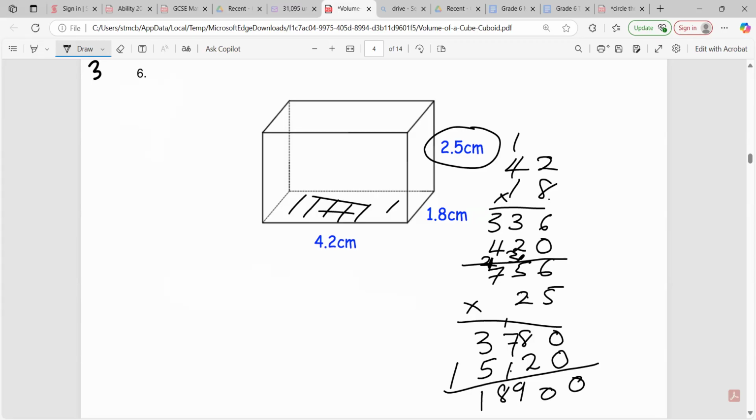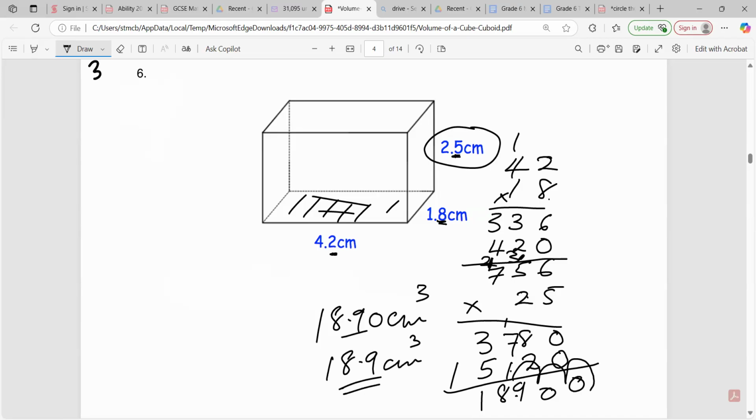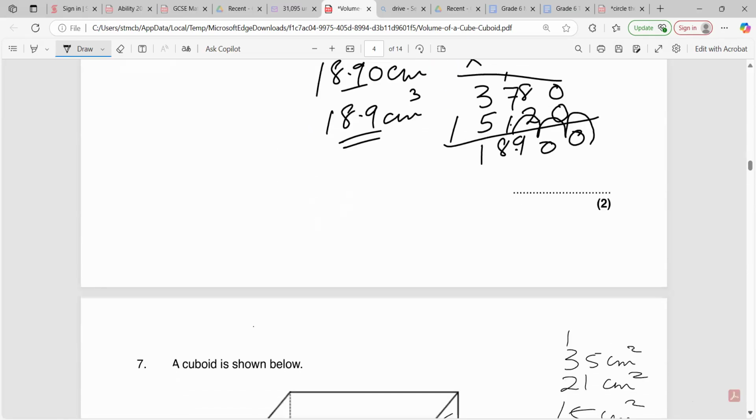But remember, we had 3 decimal places at the start, right? So our answer should have 3 decimal places. 1, 2, 3. So it's 18.900 cm cubed. Most of you gave me this. This is correct, guys. I just put on the extra 0, but it's correct. Both of them are the same. Good job. And now, the final one for today.